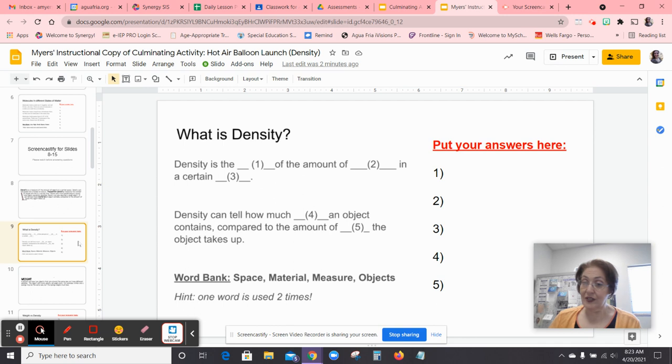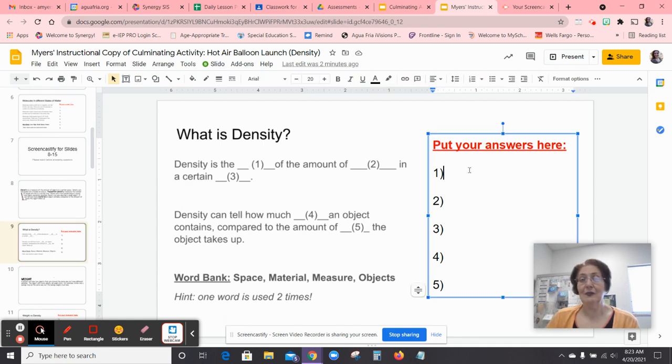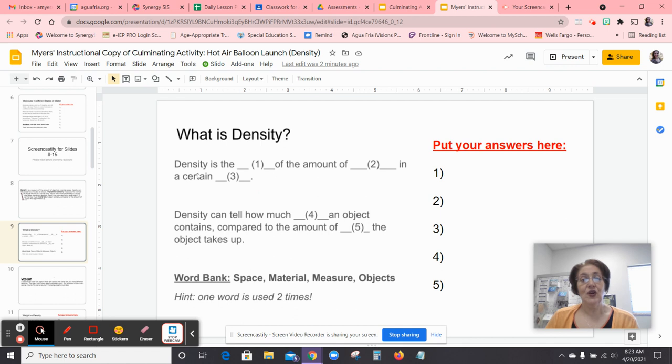All right, so let's look at our questions. Here's our word bank: space, material, measure, and object. Hint: one word is used 2 times. So we have one of those words that you're going to be using twice. And remember, you're going to be putting your answers right here. So density is the blank of the amount of blank in a certain blank. Might be pretty easy to figure out. Density can tell how much blank an object contains compared to the amount of blank the object takes up.